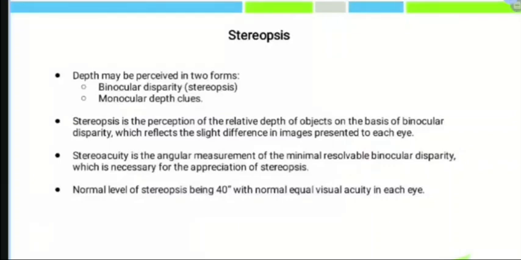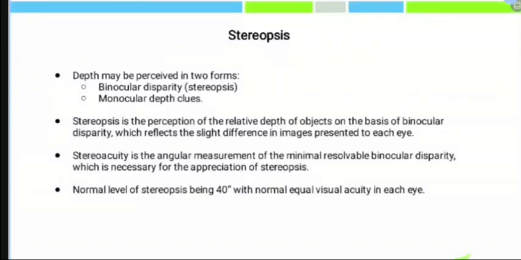And how do we measure it? To measure it, we have a stereo acuity test. How can this stereo acuity test be measured? It is an angular measurement which detects your minimal resolution. It means your minimal ability to differentiate between these two dissimilar images, and this can be ruled out with some other tests and some other books which we are going to discuss further.